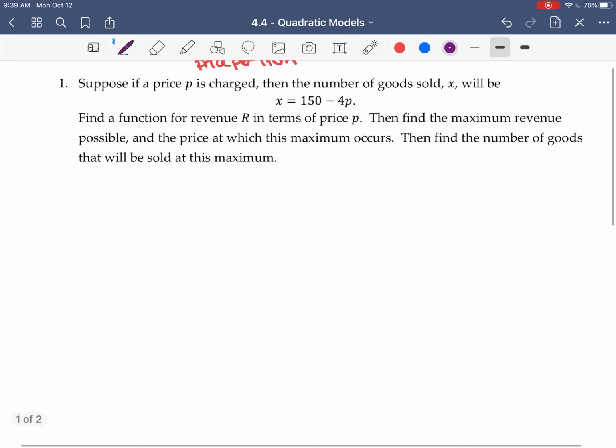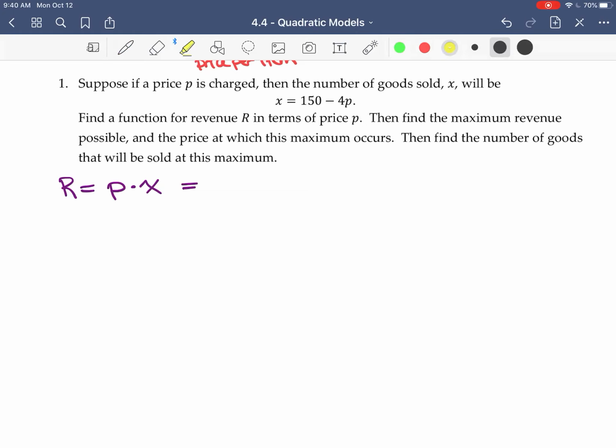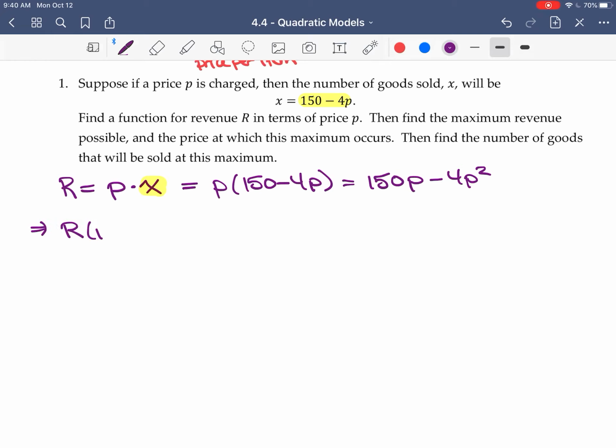First of all, we know that the revenue is P, the price, times the number sold. I know the number sold in terms of P, so X I can replace with 150 minus 4P. So this is going to be P times 150 minus 4P. Then if I expand the P in, it's 150P minus 4P squared. That means the equation for the revenue in terms of the price is minus 4P squared plus 150P.